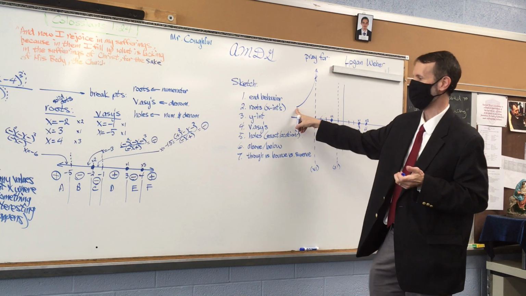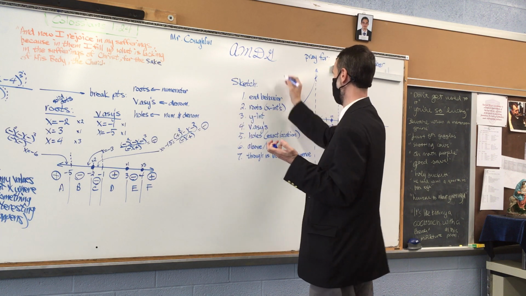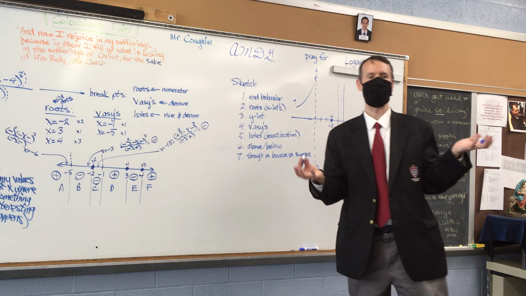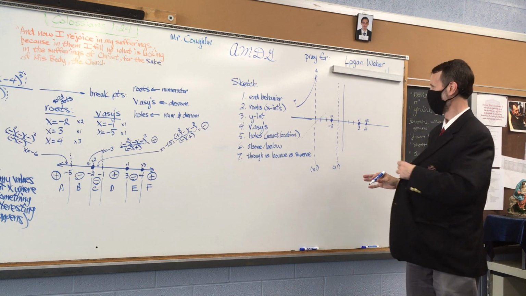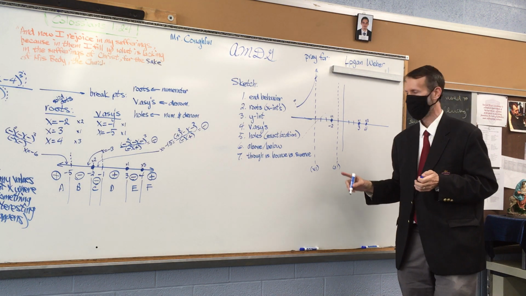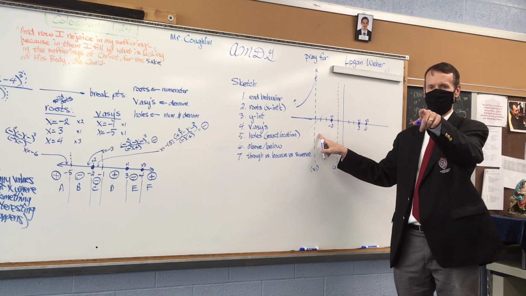Now, here, is it going up forever? I honestly don't know. Could it be flattening out? Could it be going up? I don't know. And I don't care. I just want to know it's on the upper side. Question. Where do I reappear on the other side of the asymptote?